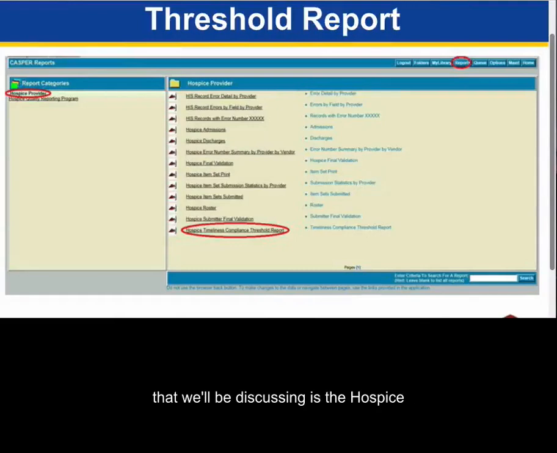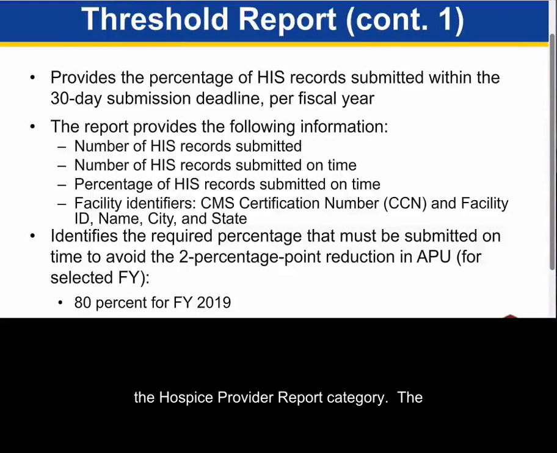The last important report that we'll be discussing is the Hospice Timeliness Compliance Threshold Report. You can see that we've highlighted this report in the list, and it is the last report available in the Hospice Provider Report category. The Hospice Timeliness Compliance Threshold Report is a user-requested, on-demand report in CASPER.